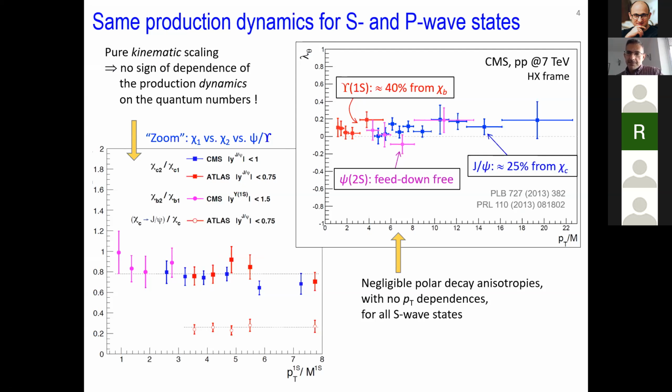On the right, we look also at the polarizations, which are not in contradiction with this universal momentum scaling, because you see that the polarizations are all close to 0 for Y1S, psi2S, and J psi, which have a very different feed-down contribution from chi states: Y1S 40 or even 50%, the psi2S has 0 feed-down from chi states, and the J psi 25%. So this also implicitly contains the information that the chi states do not perturb this universal scaling.